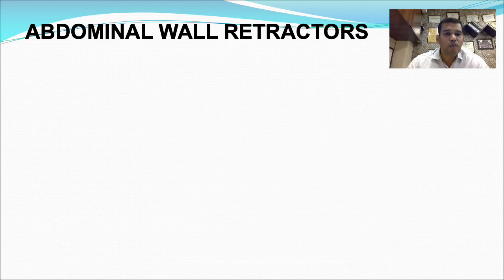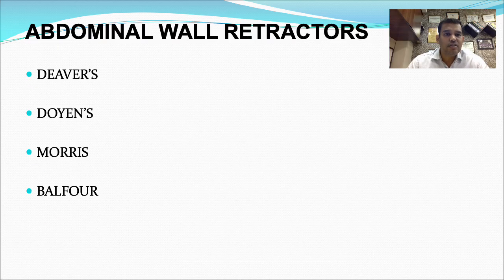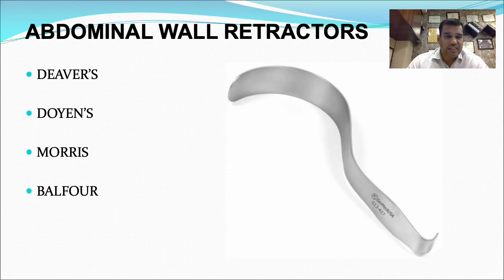Next comes the abdominal wall retractors. So as the name suggests, it retracts the entire abdominal wall. So that instrument has to be very thick and stout, a very big instrument as compared to the skin and subcutaneous tissue retractor with this size. So first is the Devers, then you have a Doyne's retractor, third is the Morris retractor, and lastly the Balfour's retractor. We'll discuss one by one.